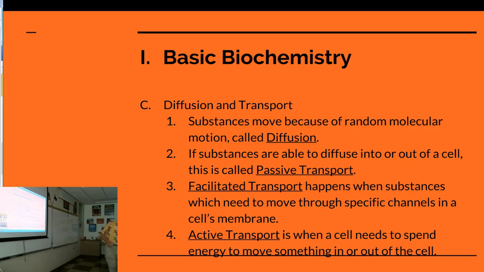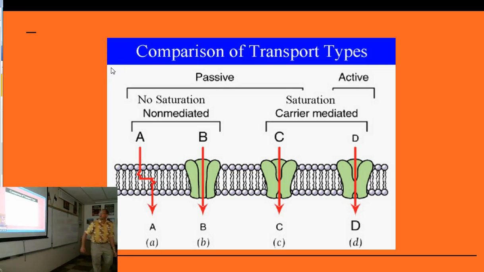So here's some pictures for you. If I can get my mouse to them. There's some pictures for you. No, really, it's exciting. There you go. So passive and active transport. If this substance A can just zip through the cell membrane and it doesn't need anything special, that's passive transport. Okay? No mediation needed.